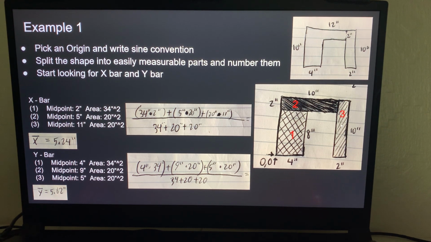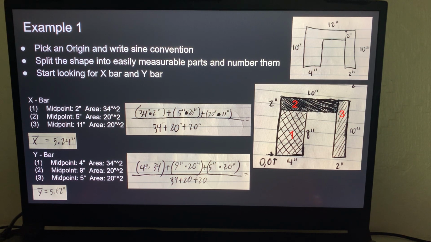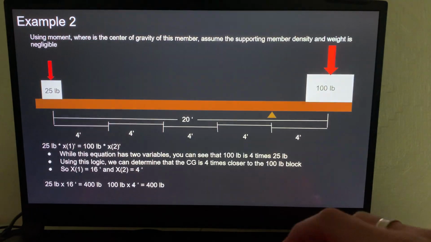And the midpoint of our third shape, which is lined up with the x-axis, would be 5 because it's 10 inches tall and half of that is 5. So we're going to plug that into our centroid equation. We'll get the midpoint times the area plus the midpoint times the area plus the midpoint times the area divided by the sum of the areas. And that gives us y bar, which is 5.62.